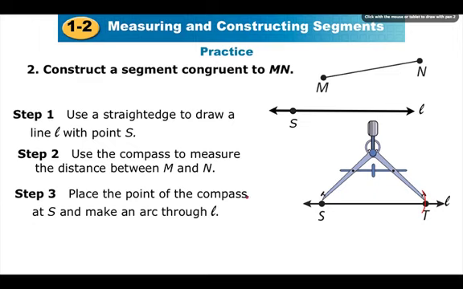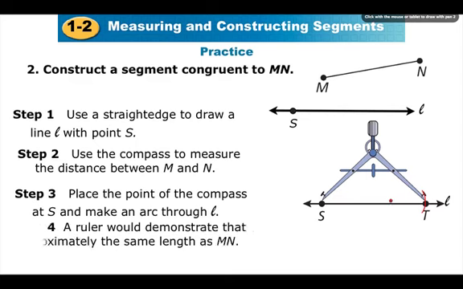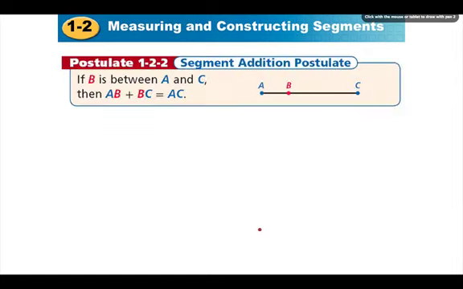Place the point of the compass at S and make an arc through L. Once you have that, you're pretty much done. A ruler will demonstrate that ST from here to here is approximately the same length as MN. Next slide.